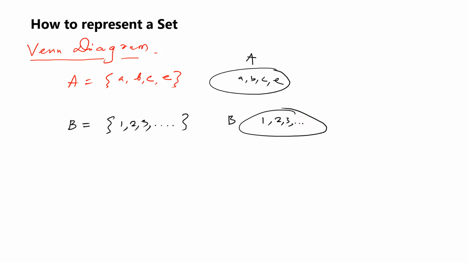It is not necessary that the diagram will be this ellipse or oval structure. You may use the rectangle structure, any structure you can use. But generally this oval structure is used in the book. Or you can use a circle, a rectangle, a square, and so on, or you can use a triangle as well. That's the symbol in the Venn diagram.